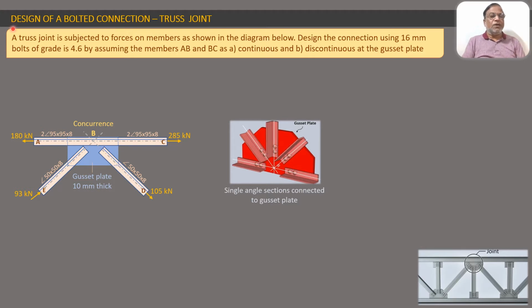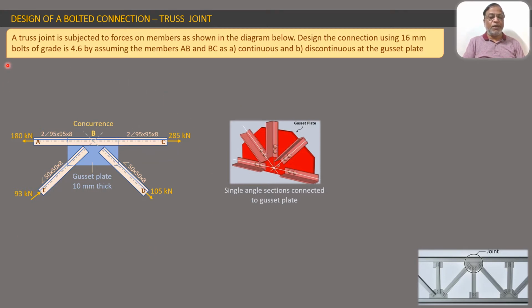In this video lecture, we are going to study the design of a bolted connection for a truss joint. We will be solving a complete numerical problem. The statement of the problem is: a truss joint is subjected to forces on members as shown in the diagram below. Design the connection using 16 mm bolts of grade 4.6, assuming the members AB and BC as continuous and BE and BD as discontinuous at the gusset plate. This is the statement of the problem.